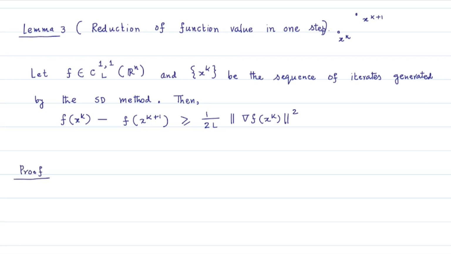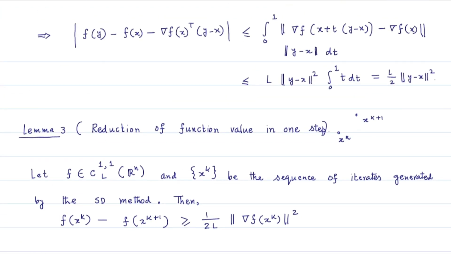As the function f is a C^{1,1}_L function, then due to this previous lemma, we will have that this expression inside this modulus is less than or equal to L by 2 norm of y minus x squared. Here in particular we take x to be the vector x_k and y to be the vector, say, x_k plus alpha d_k.